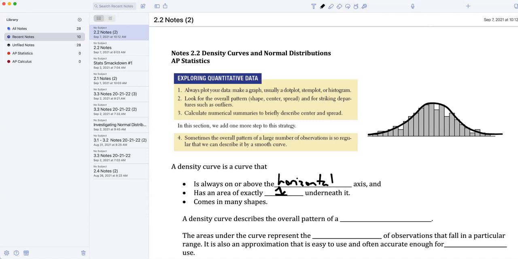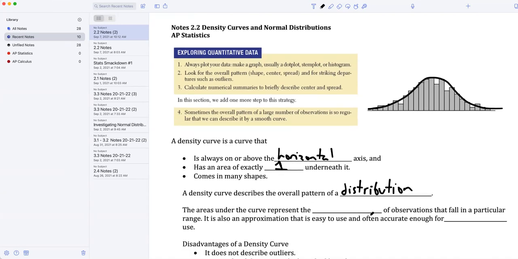A density curve describes the overall pattern of a distribution. The areas under the curve represent the proportion of the observations that fall in a particular range. It is also an approximation that is easy to use and often accurate enough for practical use.